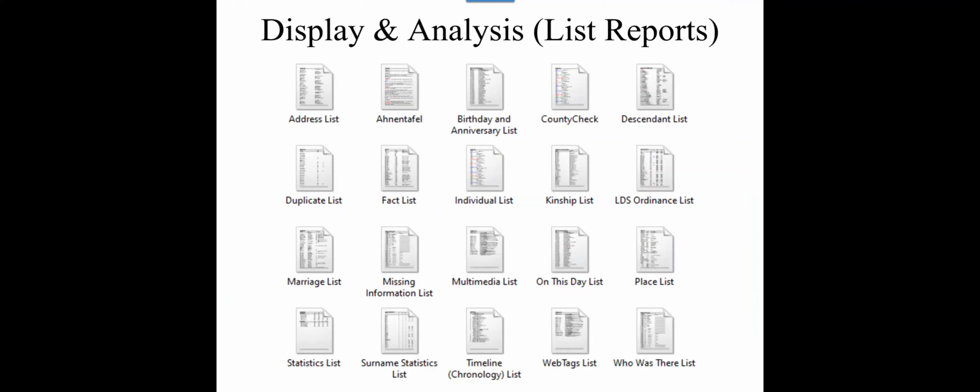Here's a listing of all the list reports. A list of all the names and addresses for people and phone numbers, birthday and anniversary list, all the descendants, all the facts you have, any duplicates, and so on. Tremendous capability for analyzing and displaying your data.